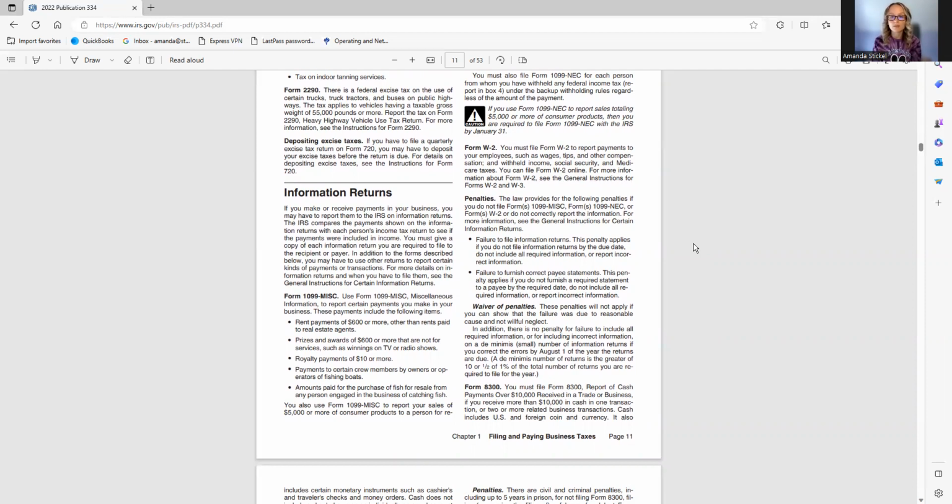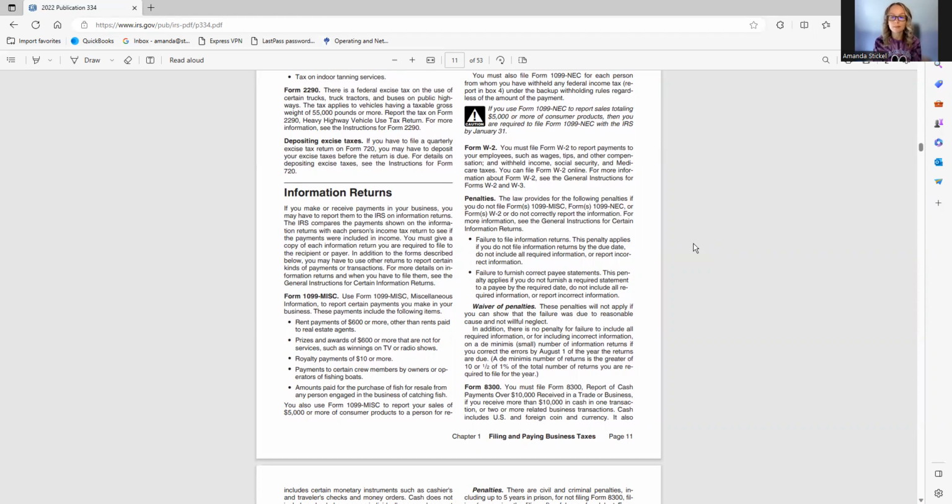Penalties. The law provides for the following penalties if you do not file Forms 1099-MISC, Forms 1099-NEC, or Forms W-2, or do not quickly report the information. For more information, see the general instructions for certain information returns. Failure to file information returns. This penalty applies if you do not file information returns by the due date, do not include all required information, or report incorrect information.